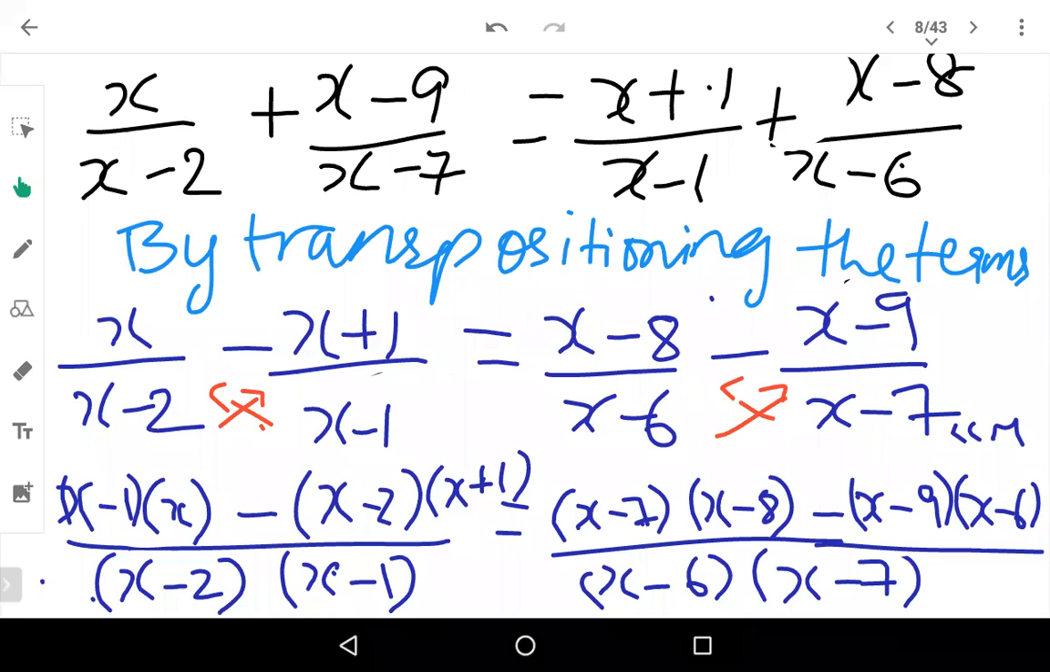So let us check this problem once again. We have x divided by x minus 2 plus x minus 9 by x minus 7 is equal to x plus 1 by x minus 1 plus x minus 8 by x minus 6. Now we have used transpositioning here, which means we have just changed the sides of the expressions. So x divided by x minus 2 is kept as it is, and then we have got x plus 1 by x minus 1 to one side.